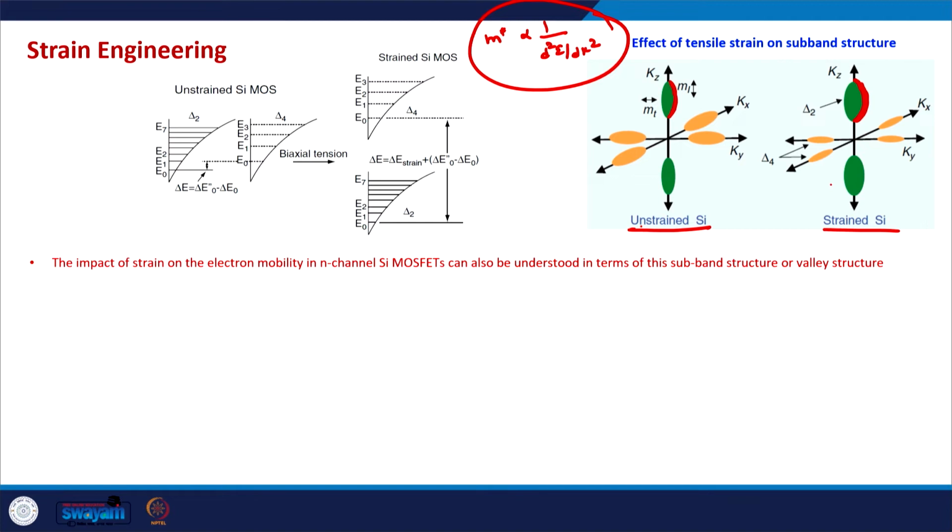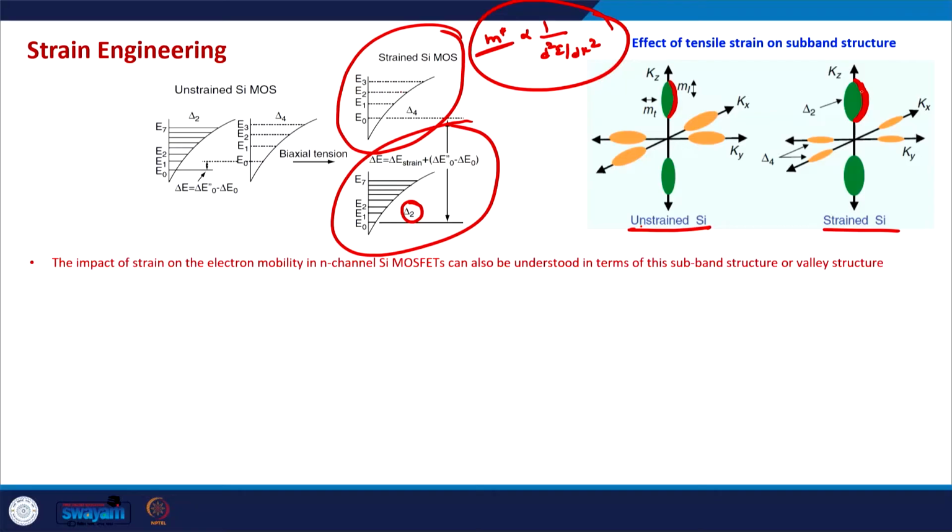So 2 things happen because of the strain. One is the effective mass of electrons in the delta 2 valleys, in these 2 valleys, is decreased because the curvature is increased. Second is the energy difference between the valleys is increased. These 4 valleys and 2 valleys are now very far apart from each other. So the effective masses are modified in all the valleys in fact, and second, even this delta E strain is introduced in this energy splitting.